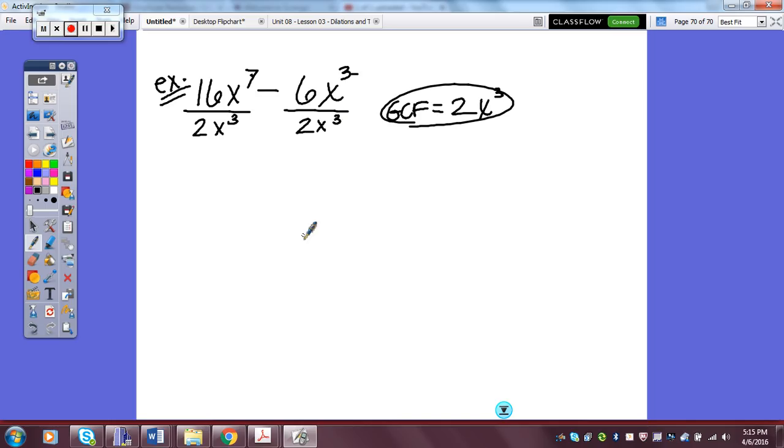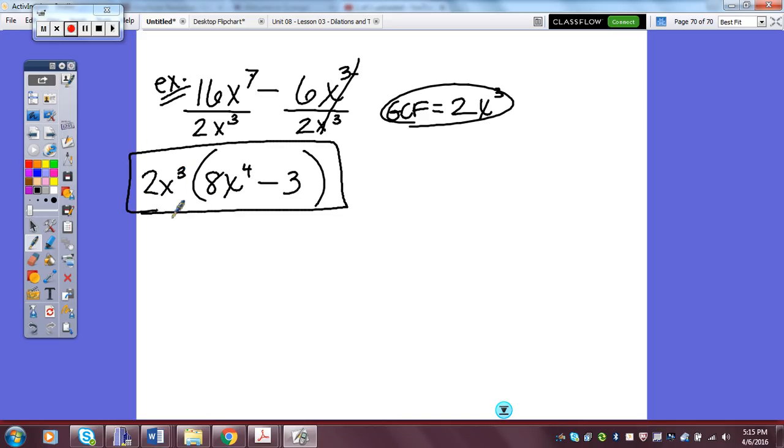I'm now going to divide everything by 2x cubed. So 16 over 2 is 8. X to the 7th over x cubed is x to the 4th. Minus 6 over 2 is 3. And my x cubed cancels out. My leftovers always are in parentheses, and my GCF is written on the outside. And I'm done. If you wanted to check your answer, how could you check this? Well, you would distribute it back in to make sure it matched that.